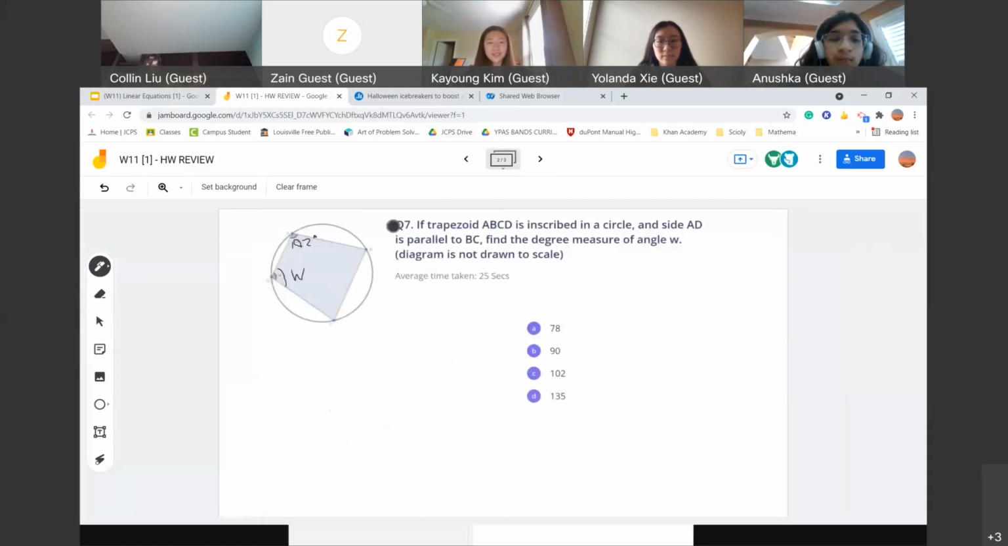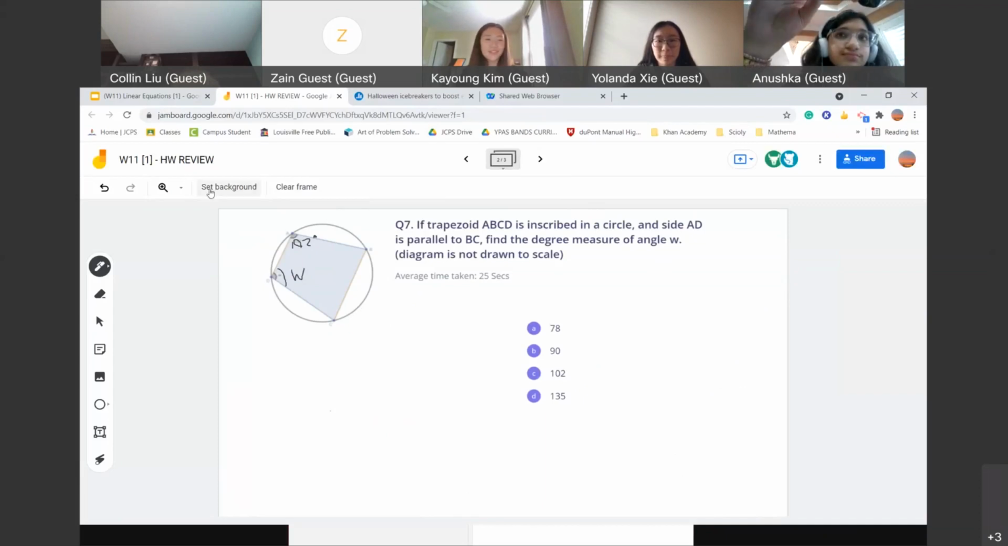The second one, it's really hard to see, but trapezoid ABCD is inscribed in a circle and side AD is parallel to BC. Find the degree measure of angle W. For this one, we have to think back to something we learned a long, long time ago. Does this sound familiar to you? Same side interior angles, when we were learning about parallel lines? Remember?